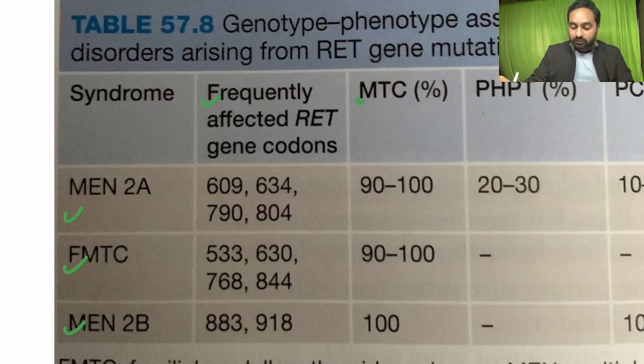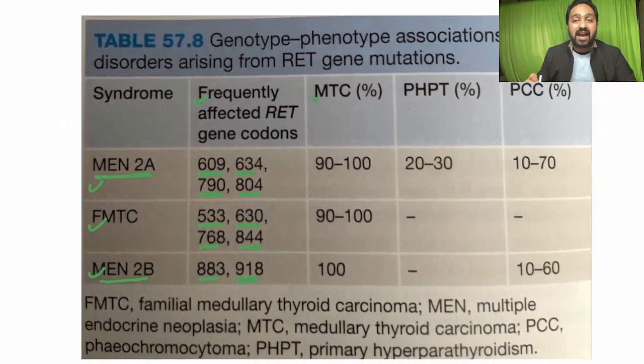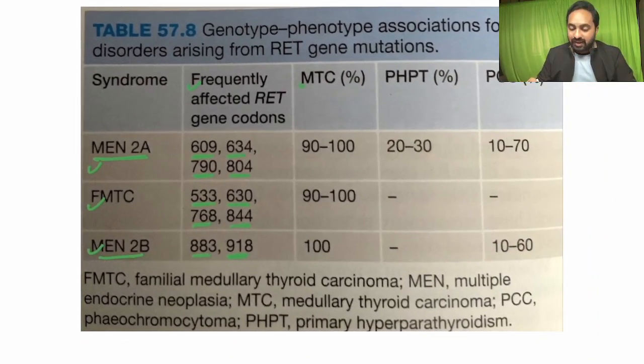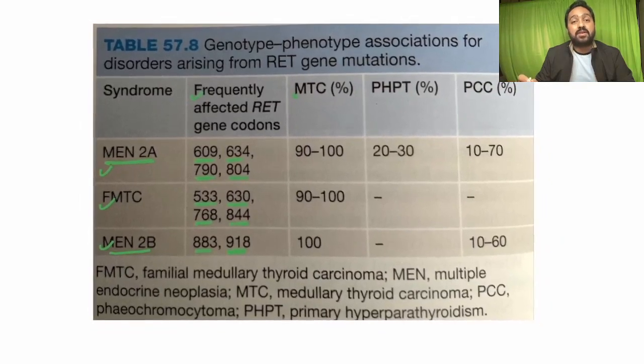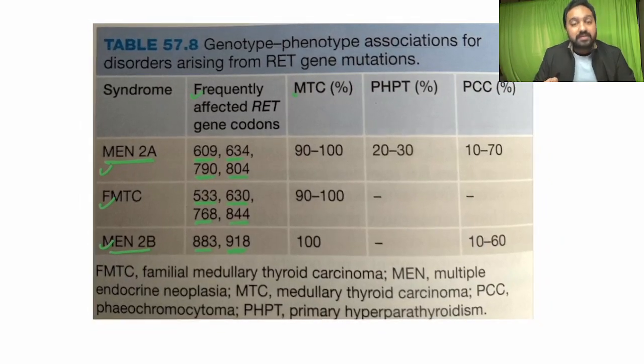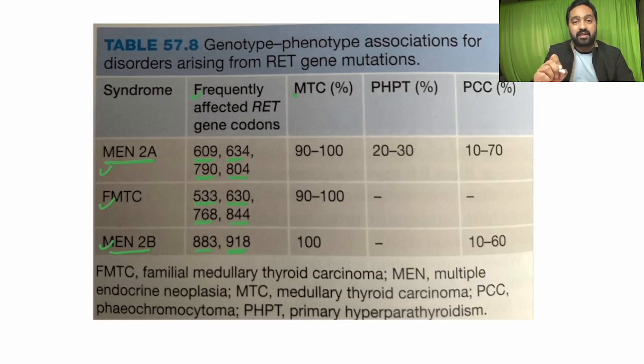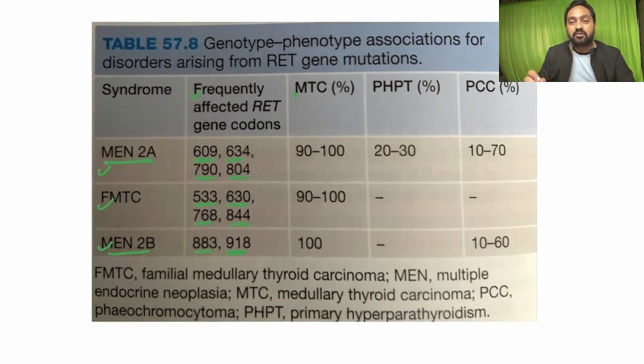So, in case of MEN 2A, the frequently affected RET gene codons include 609, 634, 804, and 790. In cases of familial medullary thyroid carcinoma, we have 533, 630, 768, and 844. And in case of MEN type 2B, we have 883 and 918. On the other hand, we have the various tumor associations, which are 90 to 100% medullary thyroid carcinoma, 20 to 30% primary hyperparathyroidism, and pheochromocytoma of around 10 to 70% in MEN 2A. In familial medullary thyroid carcinoma, we have only medullary thyroid carcinoma, which is 90 to 100%, and in MEN 2B, we have 100% medullary thyroid carcinoma and 10 to 60% pheochromocytoma.